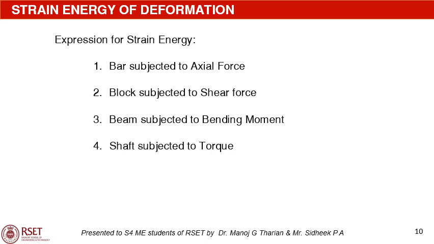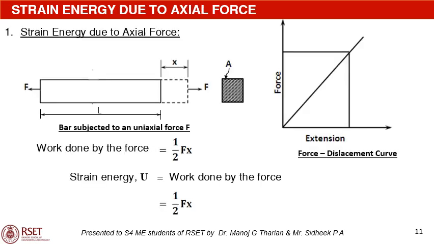Now, we will derive the expression for strain energy in 4 different cases. First, in the case of a bar which is subjected to an axial force. Second, in the case of an element which is subjected to a shear force. Third, in the case of a beam which is subjected to a bending moment. And fourth, in the case of a shaft which is subjected to a torque. We will begin with the derivation for strain energy in the case of a bar which is subjected to an axial force.